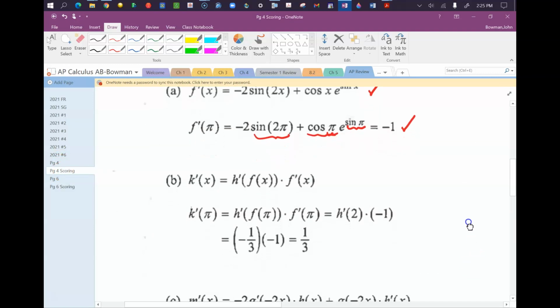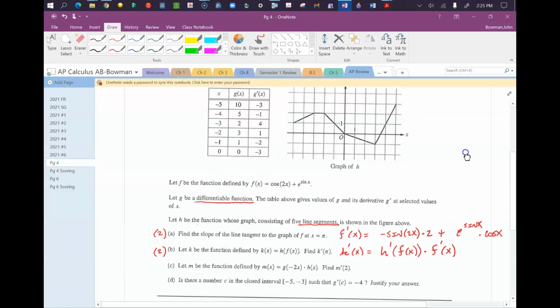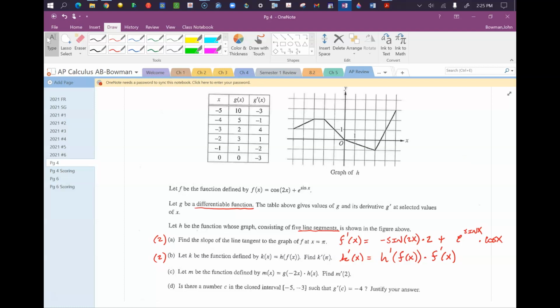So we jump over to the scoring rubric here. You get 1 point for finding the derivative, and the second point is for evaluating it at pi. So we plug pi into f, and we plug pi into f prime, and we read those from the table. F of pi is 2, f prime of pi is negative 1. Then we need to find h prime of 2. Well, if we go back and we look at h, we have a graph of h. We need to find the slope of the graph of h at x equal 2.